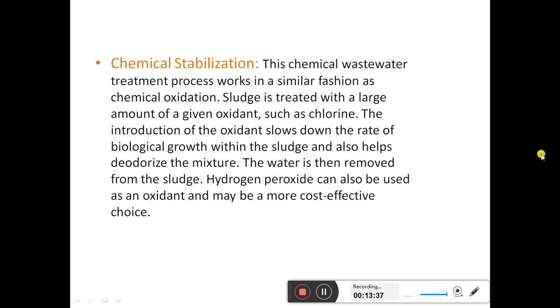Next is the chemical stabilization. This chemical wastewater treatment process works in a similar fashion as the chemical oxidation. Sludge is treated with a large amount of a given oxidant such as chlorine. The introduction of the oxidant slows down the rate of biological growth within the sludge and helps deodorize the mixture. The water is then removed from the sludge. Hydrogen peroxide can also be used as an oxidant and may be a more cost effective choice.